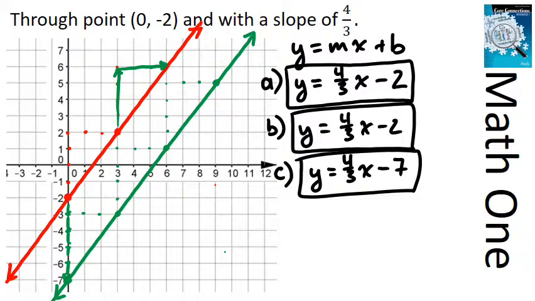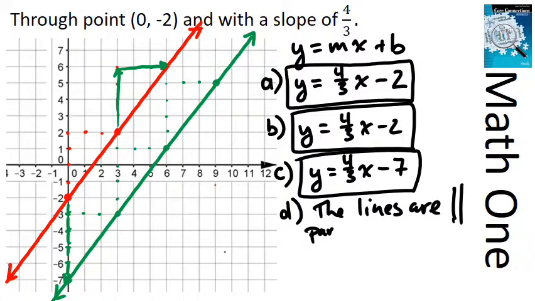Part D says, how are the 3 lines you graphed related to each other? Well, the first 2 are the same line, but I would say that all 3 of them are clearly parallel to each other. So I'll say the lines are parallel to each other. And this is the symbol for parallel, right? I'll write the word also, parallel to each other.